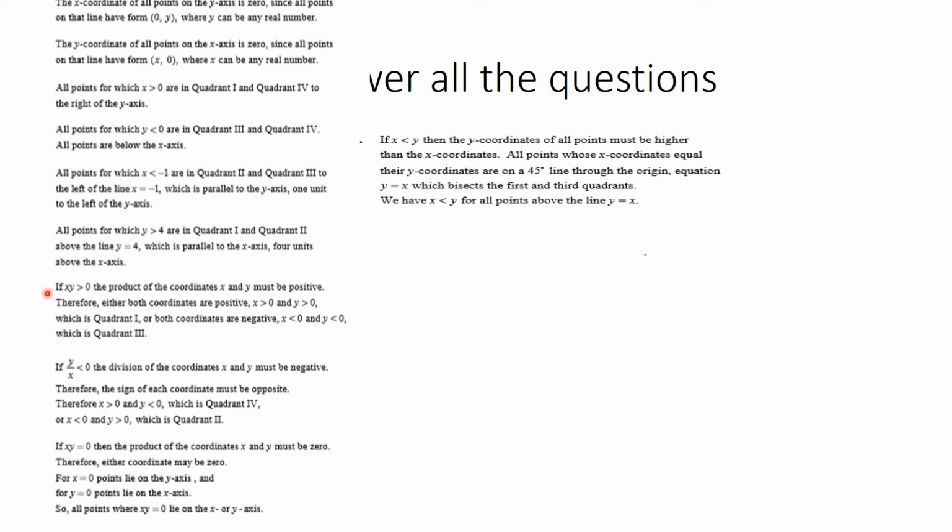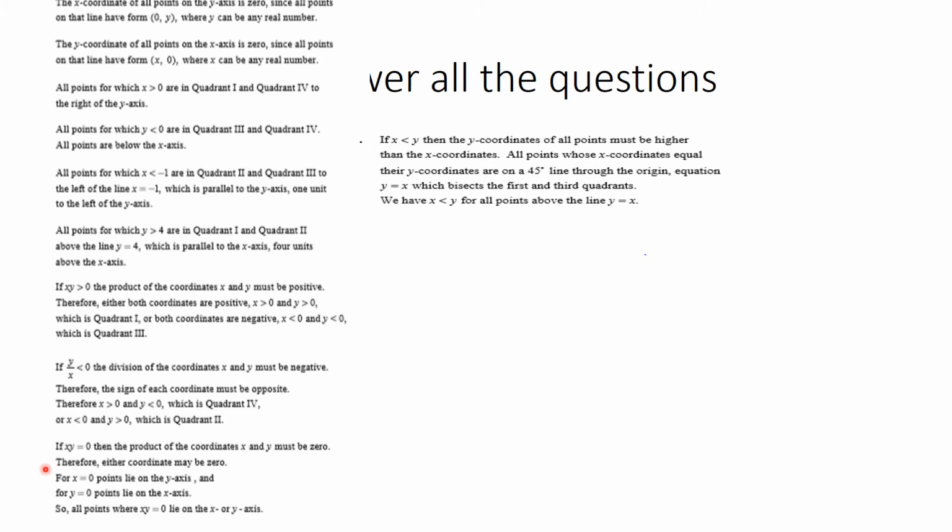If x times y is greater than 0, then the product must be positive. That means that either the coordinates are both positive, x greater than 0 and y greater than 0, which is quadrant 1, or both negative, x less than 0 and y less than 0, which is quadrant 3. So the answer is we're in quadrant 1 or quadrant 3. If the ratio of y to x is less than 0, then one of the coordinates must be negative. Therefore, the sign of each coordinate must be opposite, and so you could be in quadrant 4, where x is bigger than 0 and y is less than 0, or you could be in quadrant 2, where x is less than 0 and y is greater than 0.